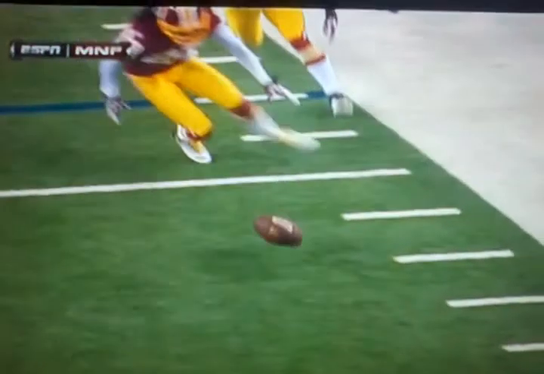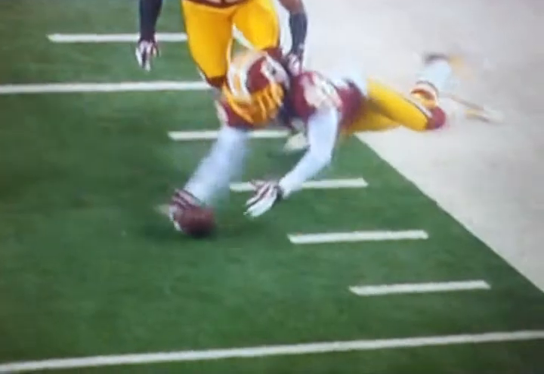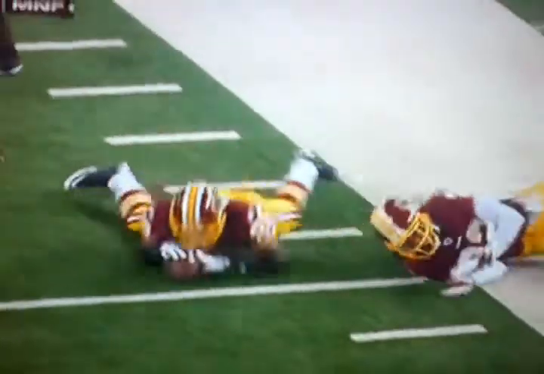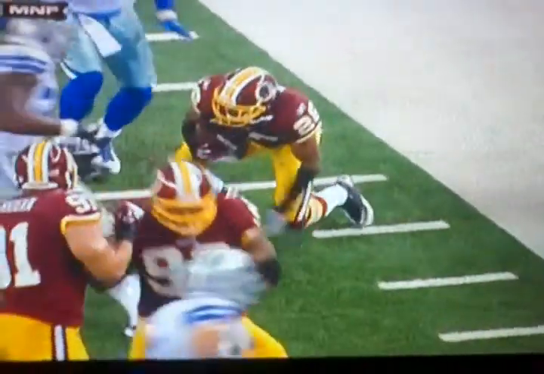All right, here's another look. We need to see his contact with the ball while he's out of bounds. So he touches it there. Then he's off of it. And then he goes out of bounds. And let's see if Washington will decide to challenge. Now, that's the first time they've gotten a look at that angle.